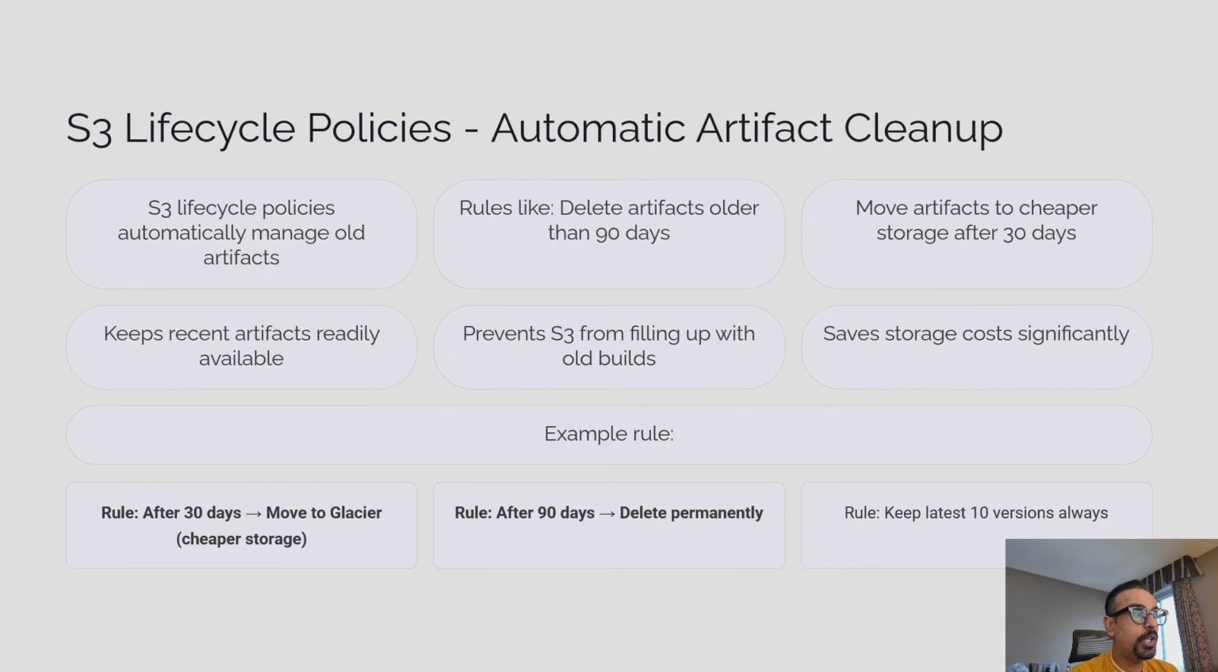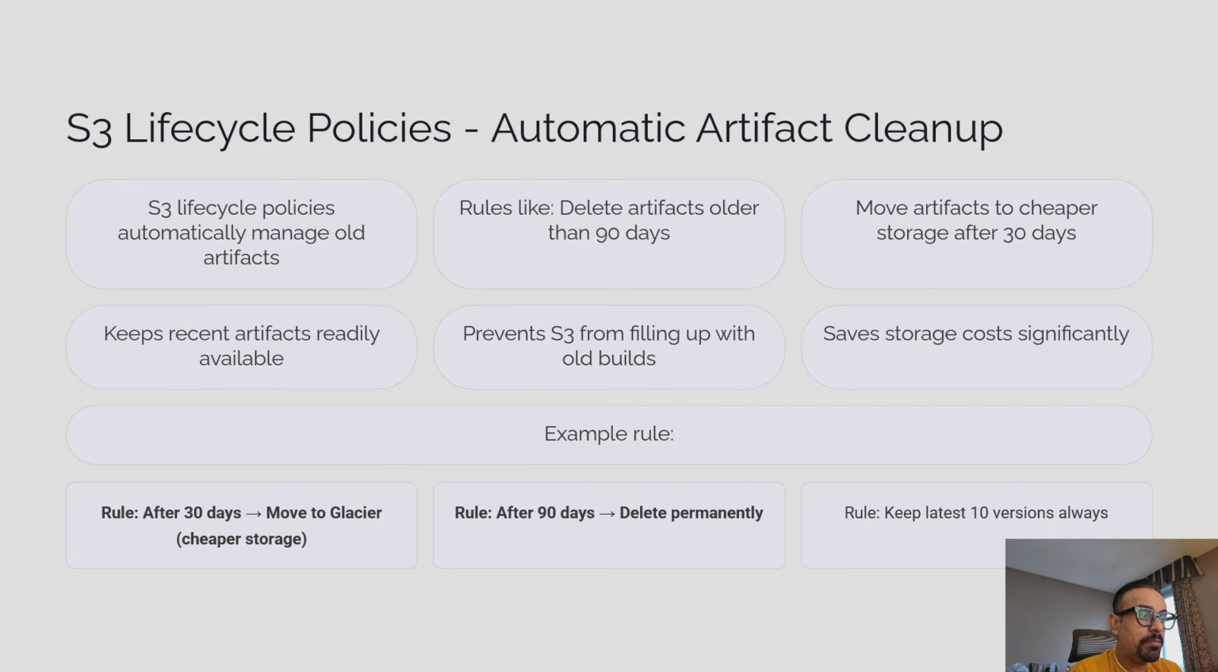So here's a problem you will face as your pipeline runs hundreds or thousands of builds, because your S3 bucket fills up with old artifacts. So do you really need an artifact from a build which is 6 months old? I am sure probably not. So this is where S3 lifecycle policy comes into the picture. They automatically manage your old artifacts for you. You create rules that say things like delete any artifact older than 90 days or move artifacts older than 30 days to Glacier. Glacier is cheap long-term storage compared to the default storage that you get for an S3 bucket.